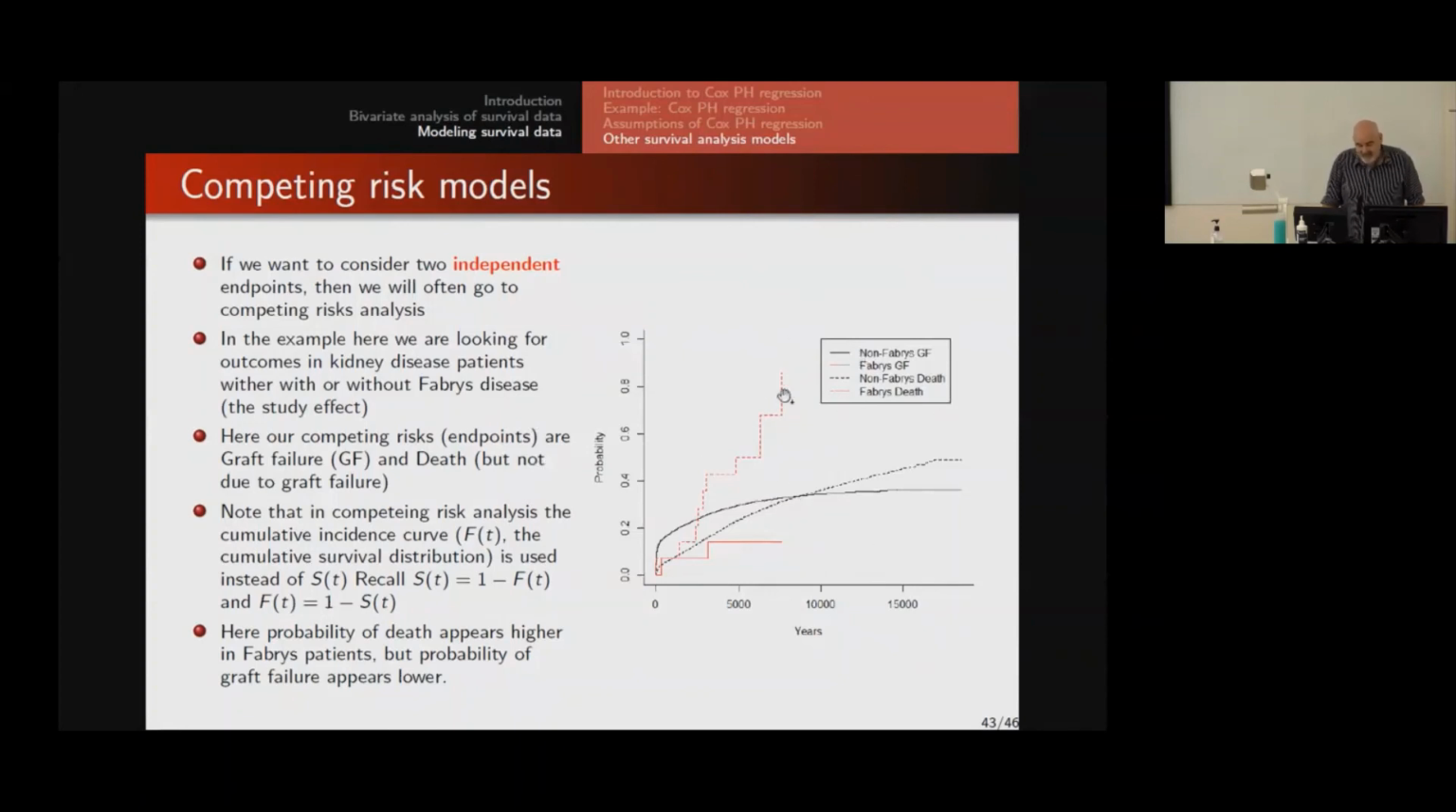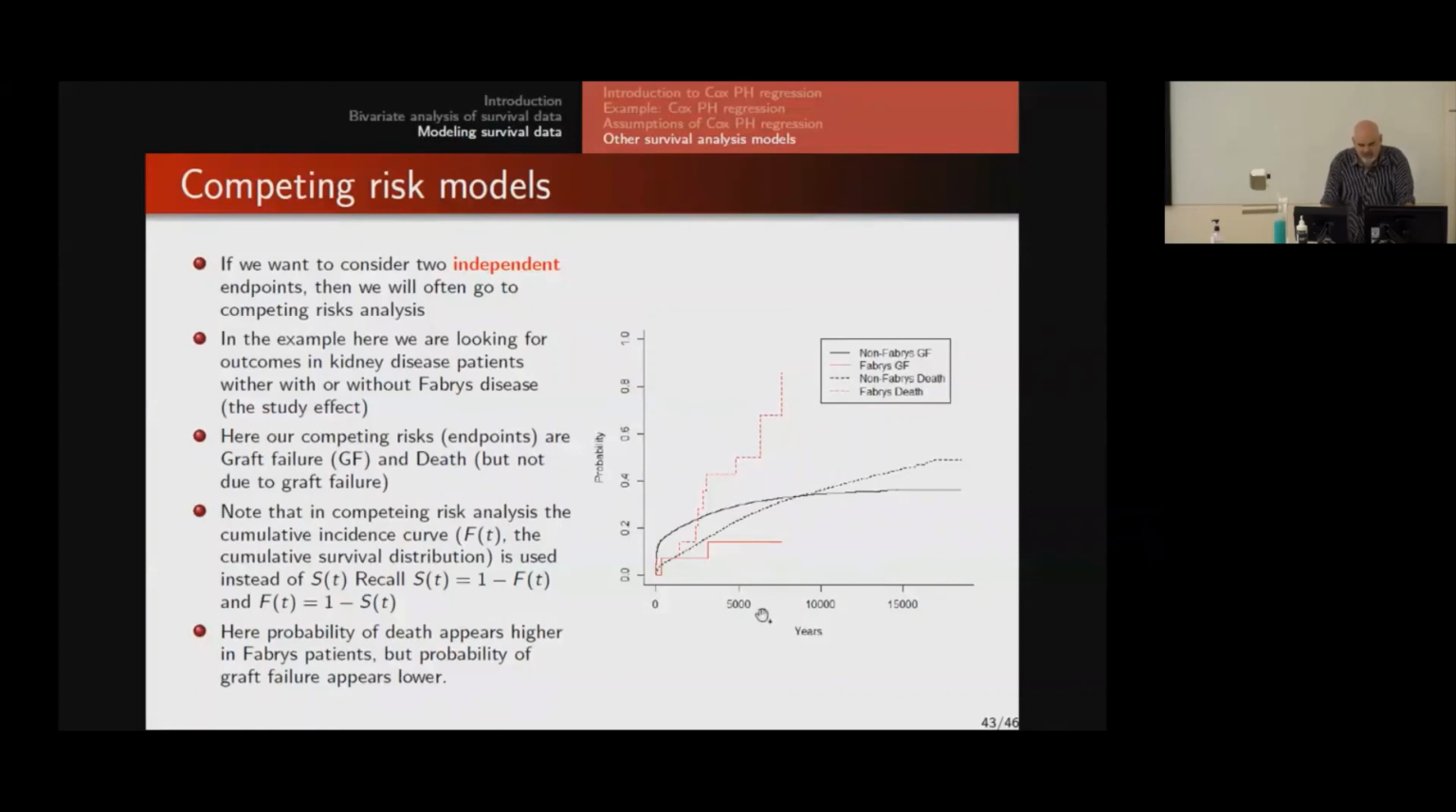Here, this is one we did this year actually, where we considered Fabry's disease. We wanted to see the risk of patients with Fabry's disease, which is quite a rare kidney disease, and patients without Fabry's disease. And we had two possible endpoints for them. One, the patient died for kidney disease related reasons, or they experienced graft failure, and we're just talking about graft failure, we're not talking about death due to graft failure. So the two endpoints we're interested in were basically the transplant failed or they died of their underlying disease. Those would be the two outcomes.